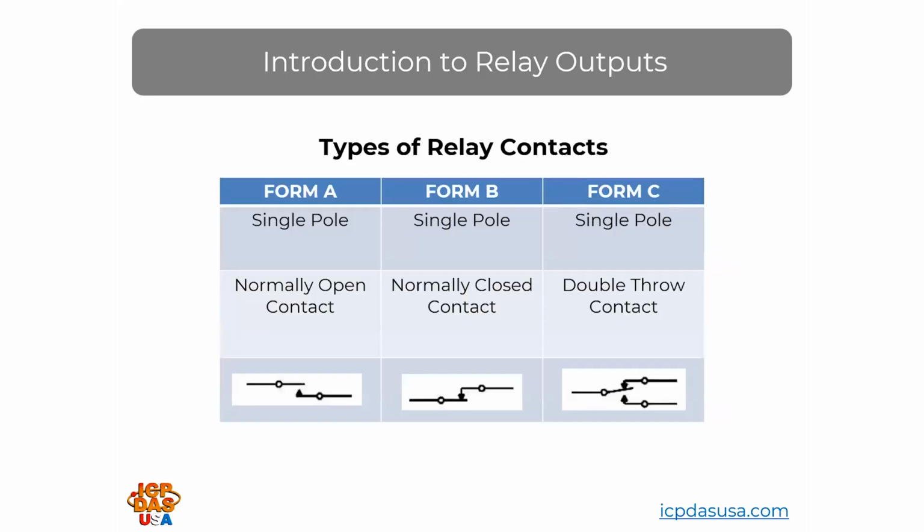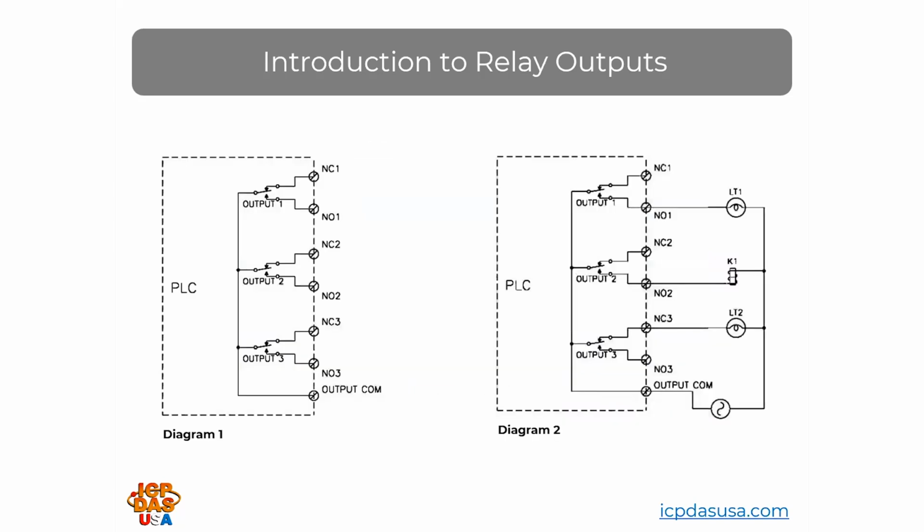Form A relay contacts are single pole, normally open contacts, like a single contact normally open switch. Form B relay contacts are single pole normally closed contacts, like a single contact normally closed switch. Form C relay contacts are single pole double throw contacts. Relay outputs are available with a common terminal and as isolated contacts.